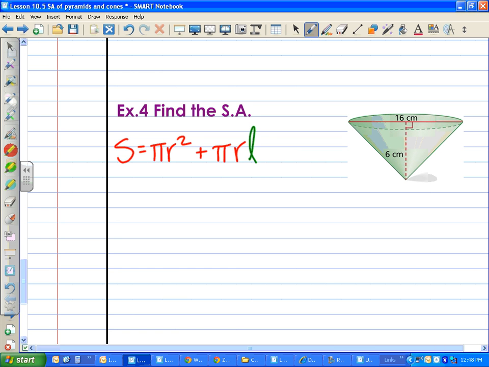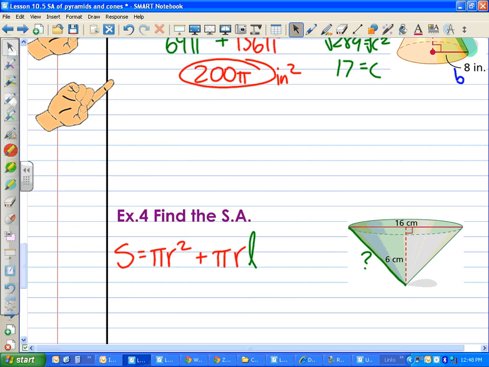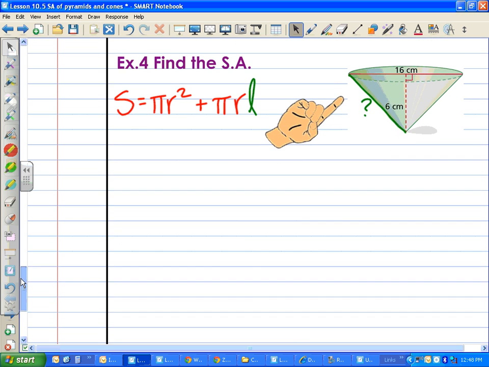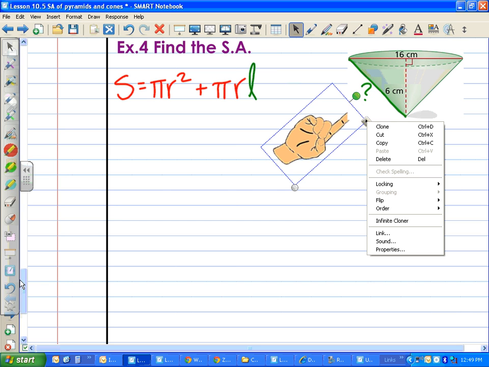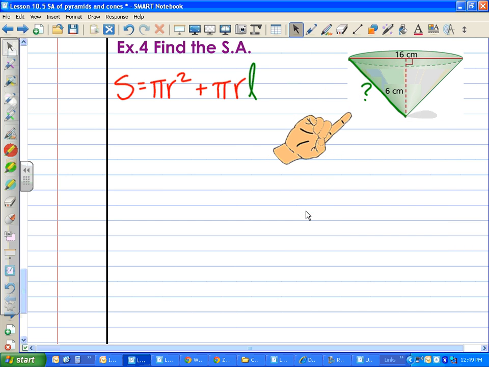Okay, so what do they give me? Looks like I'm going to need to find out what the lateral area is. I don't know what that is. They did not give it to me. Hold on, let me move it. They did not give me this lateral area, so I'm going to have to figure this out.